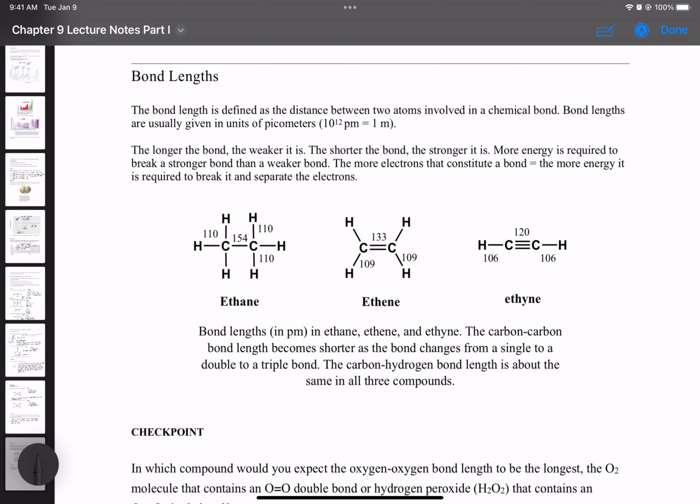So just think about it this way: the longer the bond is, the further the nuclei are from each other. So it's going to be a weaker interaction, so it takes less energy to break it. So it's weaker. The shorter the bond, however, the stronger it is, because the bond lengths shorten and the interaction between both nuclei and the electrons in the bond is going to be a shorter distance, so it's going to be a stronger force of attraction.